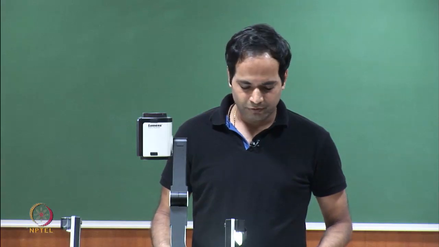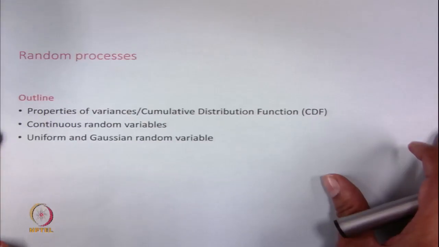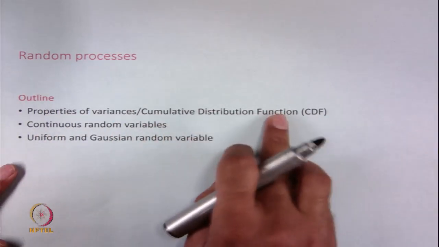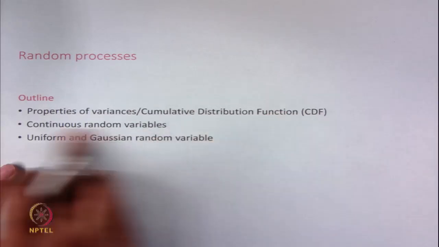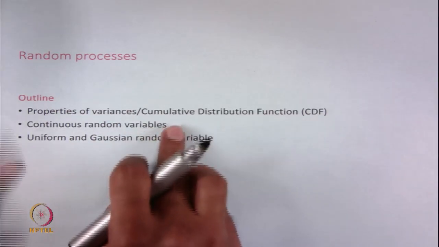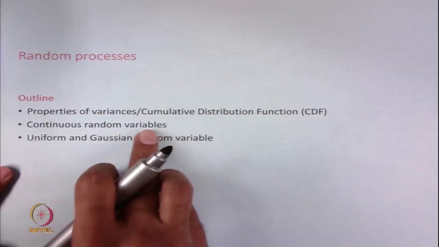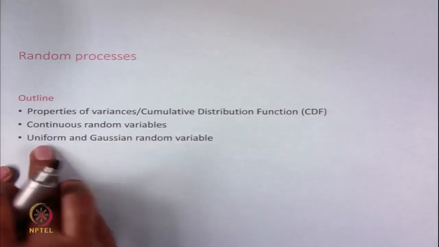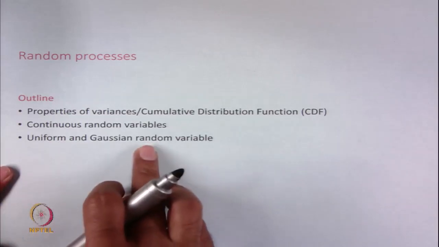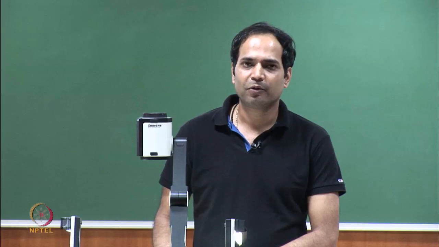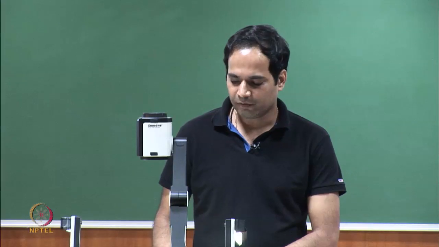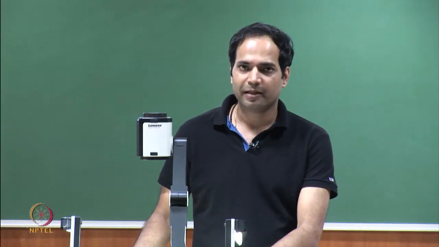So, this concludes the lecture for today, and what we have essentially covered in this lecture is we have discussed the property of variances and we have also introduced the notion of cumulative distribution function. We have introduced what are known as continuous random variables, and they are a little bit trickier to handle than discrete random variables. We have also introduced two special kinds of continuous random variables, which are a uniform random variable and a Gaussian random variable, and we have proved an important property with respect to the Gaussian random variable, that a linear function of a Gaussian random variable is a Gaussian random variable. We will see more about this in the next lecture.